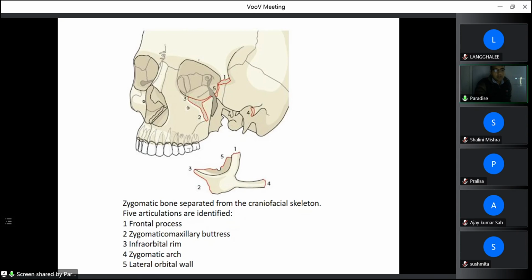It has 5 articulations. It articulates with four bones, so it is also known as a tetrapod fracture. It has 5 articulations. In the maxilla, it forms 2 articulations. One articulation forms the zygomatic-maxillary buttress. Another articulation forms the infraorbital rim.